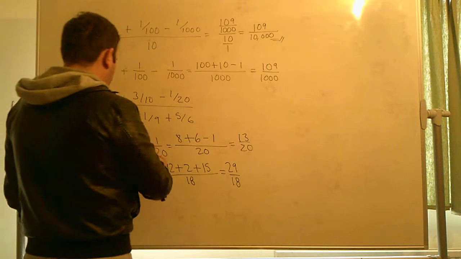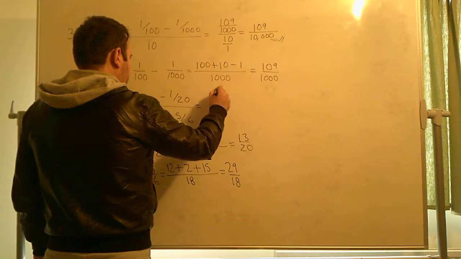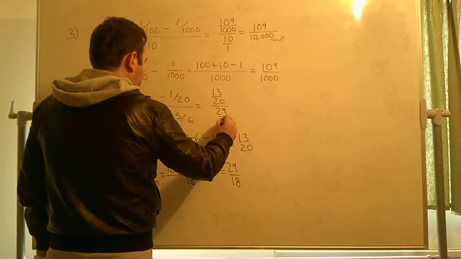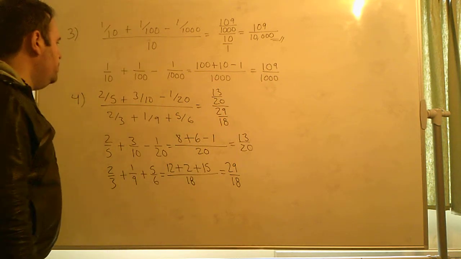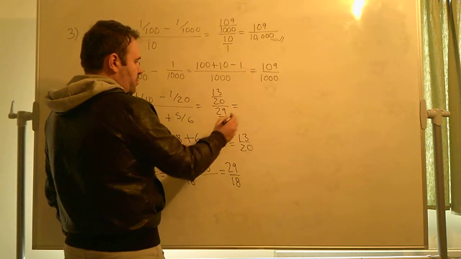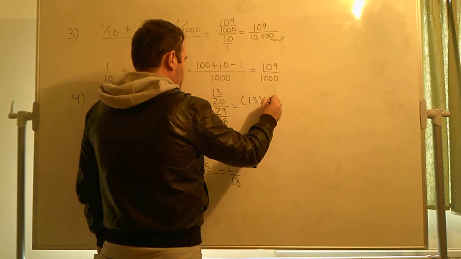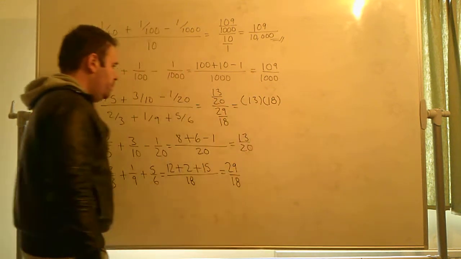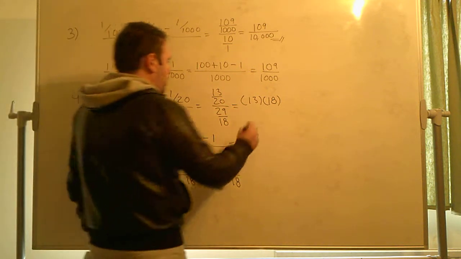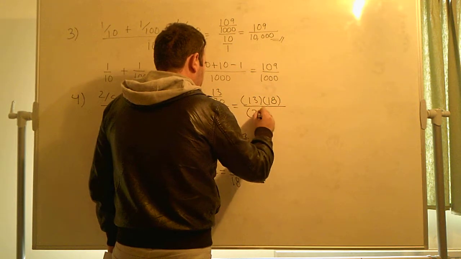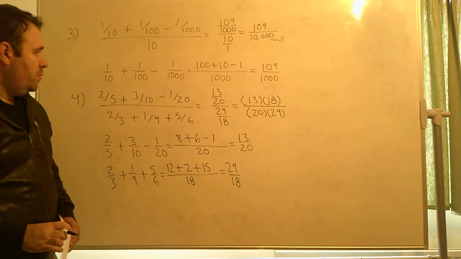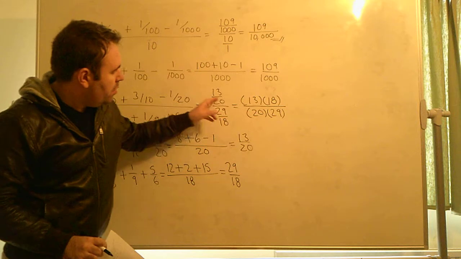So this really is equal to 13/20 divided by 29/18. And then we multiply the extremes, and we would have 13 times 18, and then 20 times 29. Yes, 13 times 18 and 20 times 29.